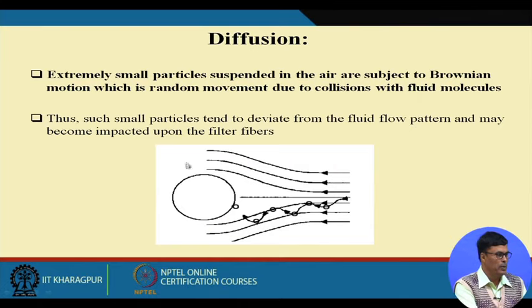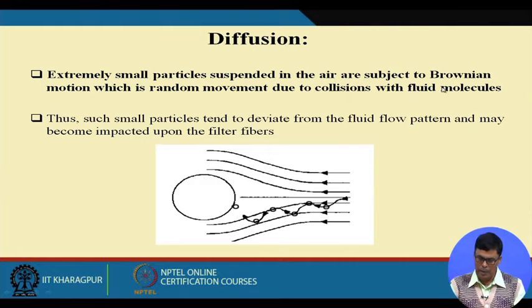Now diffusion is something different. This usually takes place at a very low velocity of air, because then the particle moves in Brownian movement. What is Brownian movement? This particle strikes this particle, again strikes this particle, again strikes this particle. Ultimately, it deposits on the surface of the solid matrix. And if the particle is deposited on the solid matrix like this, we call it a particle collected through diffusion. Extremely small particles suspended in the air are subjected to Brownian movement, which is random movement due to collision with the fluid molecules.